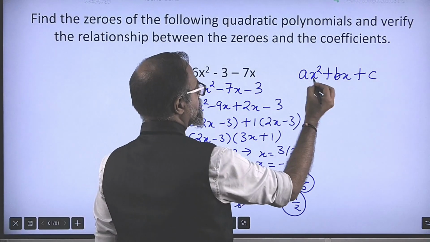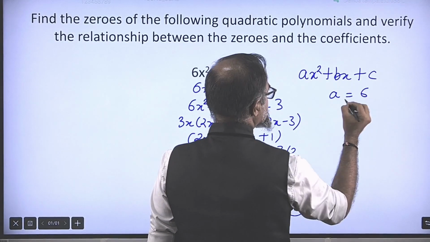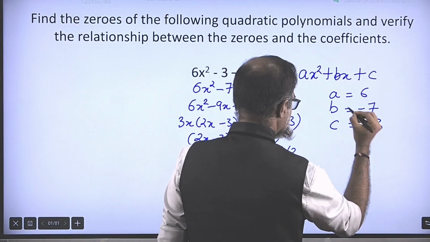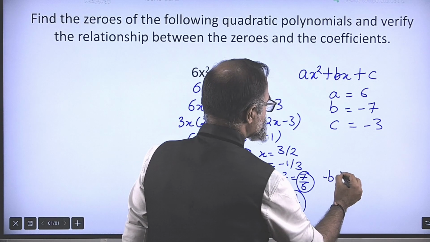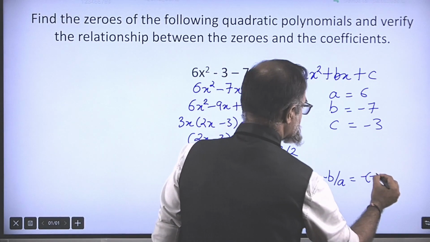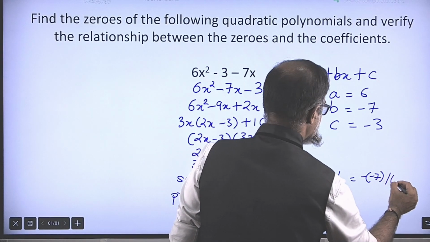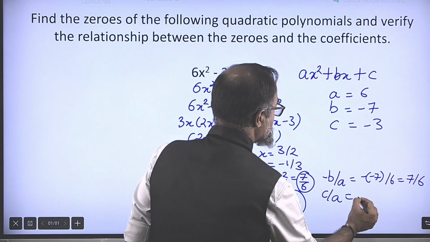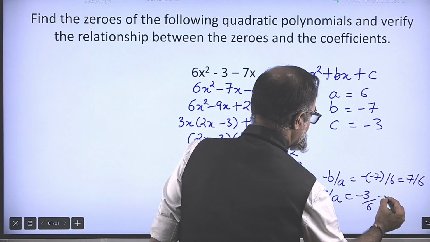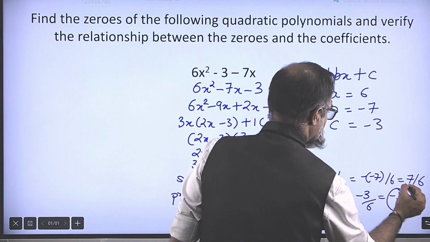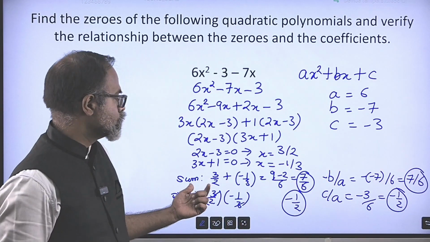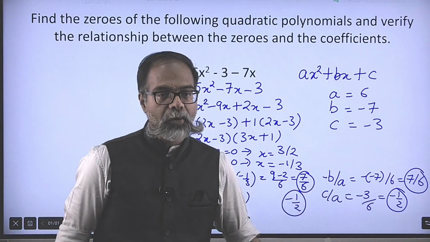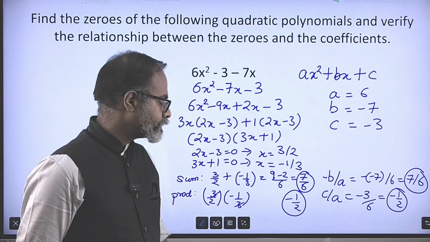Now, comparing the values, a is 6, b is minus 7, c is minus 3. So minus b upon a is 7 by 6, and c upon a is negative 3 by 6, which is negative 1 upon 2. So sum is equal to minus b by a, product is c by a, which is minus 1 upon 2, hence proven.